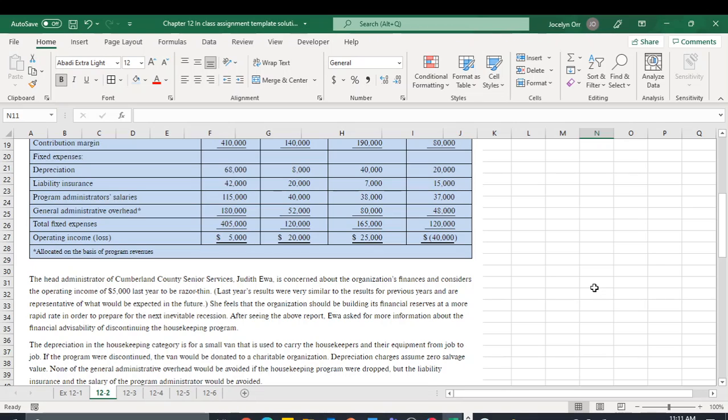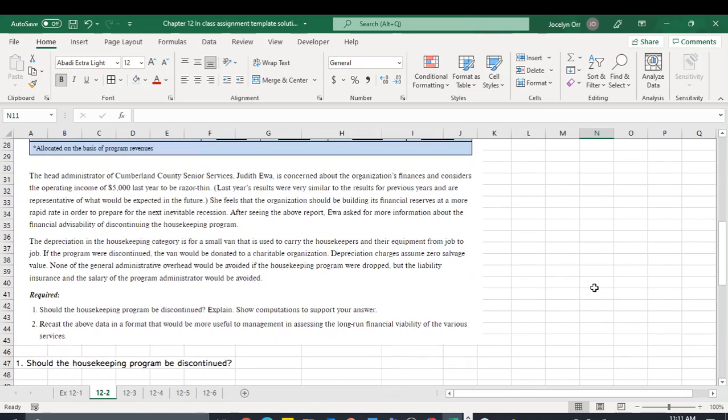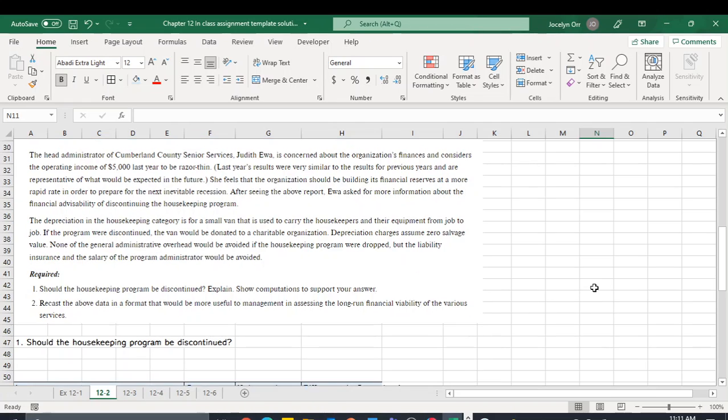After seeing the above report, she asks for more information about the financial advisability of discontinuing the housekeeping program. The depreciation in the housekeeping category is for a small van that is used to carry the housekeepers and their equipment from job to job. If the program were discontinued, the van would be donated to a charitable organization. Depreciation charges assume zero salvage value. None of the general administrative overhead would be avoided if the housekeeping program were dropped, meaning that it would just be reallocated to the other segments, but the liability insurance and the salary of the program administrator would be avoided. So the question is, should the housekeeping program be discontinued?